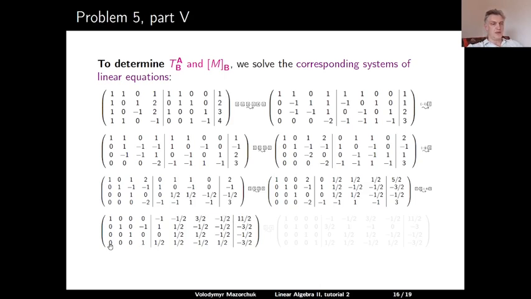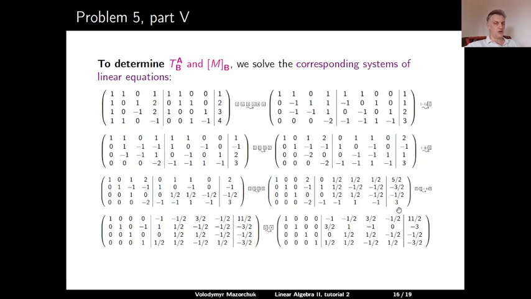And row 4 becomes 0, 0, 0, 1, 1 half, 1 half, minus 1 half, 1 half, minus 3 divided by 2. And now we use this 1 in position 4, 4 to kill this minus 1 in its column. So we add row 4 to row 2. Rows 1, 3, and 4 remain the same, and row 2 becomes 0, 1, 0, 0, 3 divided by 2, 1, minus 1, 0, minus 3.